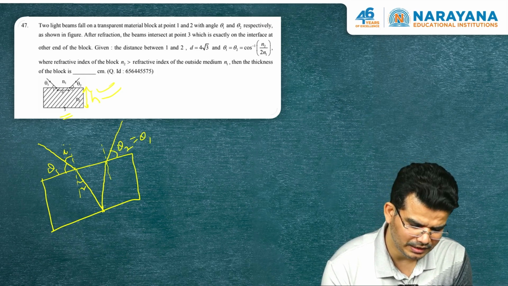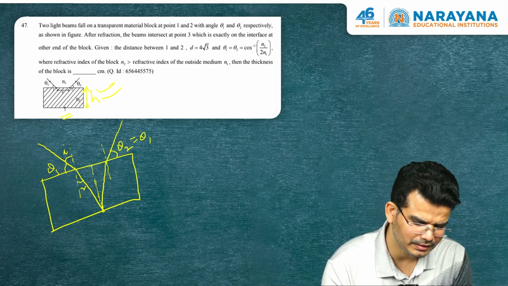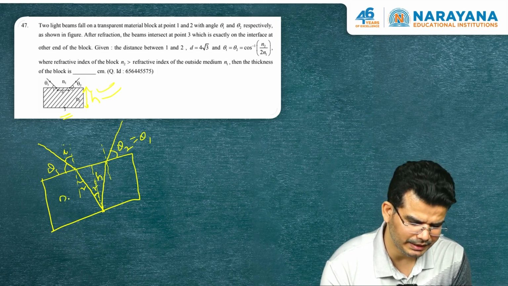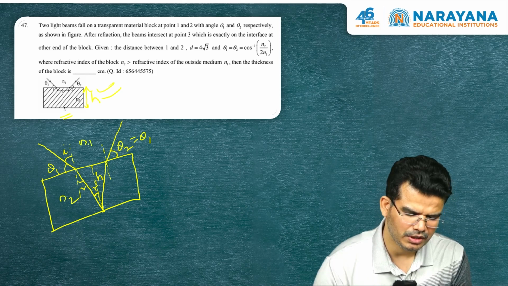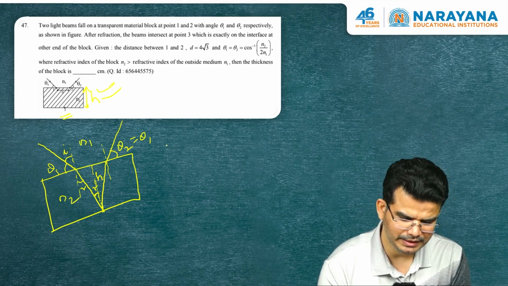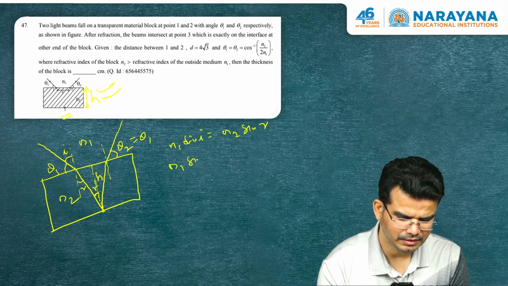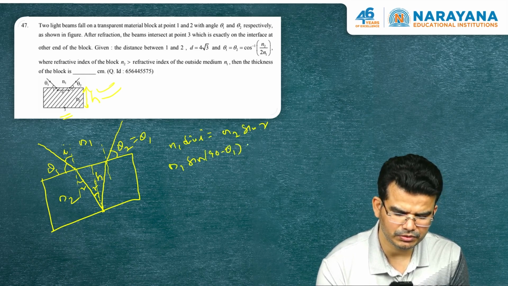So, this is r. Now, if I draw here like this, you can easily understand this length is h and this is your angle r. Am I correct? This is n2 and this is n1. You can apply Snell's law. What you can say? n1 sin i equal to n2 sin r, where the angle of incidence i is 90 minus theta 1, so n1 cos theta 1 equal to n2 sin r.